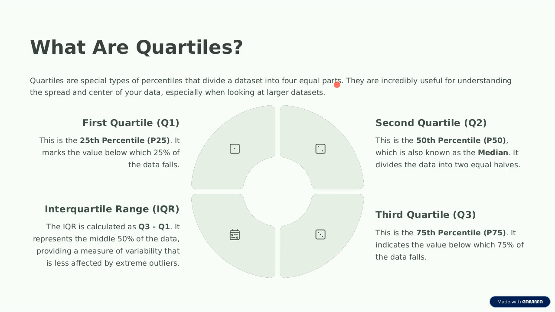All right. So quartiles are special types of percentiles. Now, quartiles come from quarter. So when you hear quarter, what comes to your mind is 1/4, or a fourth part. Quartiles divide the data set into four equal parts. They are incredibly useful for understanding the spread and center of your data, especially when looking at larger data sets. And as we continue, we'll see how to calculate a median from quartiles.